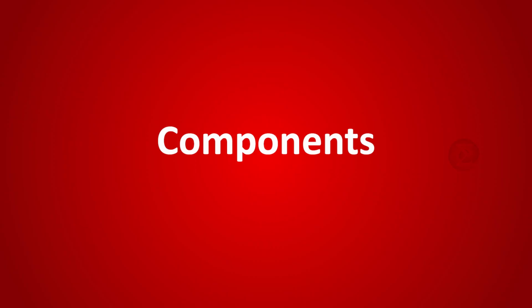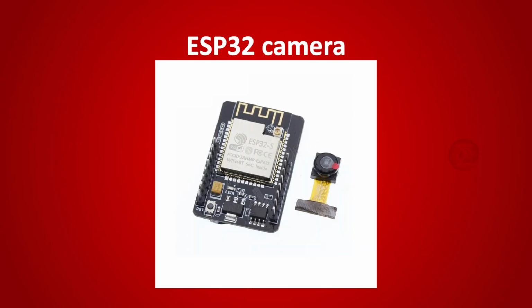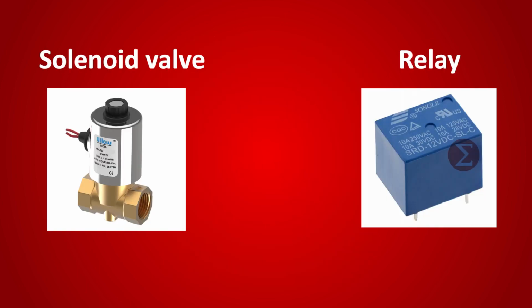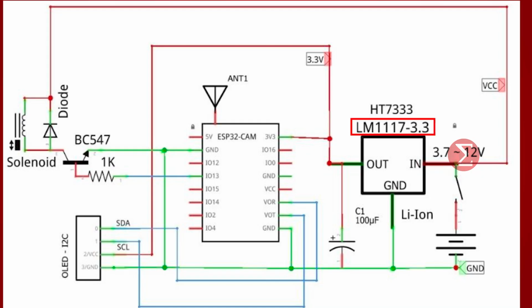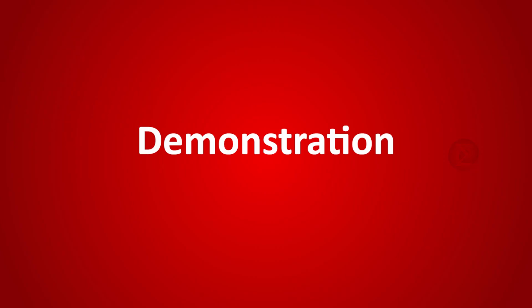The components used to develop this project are ESP32 camera to click the image of the object to be identified, a solenoid valve or a relay if you are creating, let's say, a fruit collecting basket. Here we have not used it in demonstration. An I2C OLED display over which the results are displayed. Apart from this, a voltage regulator IC, some resistors and diodes are used. Let us see the demonstration of this project.